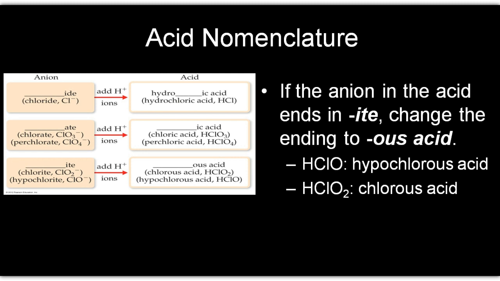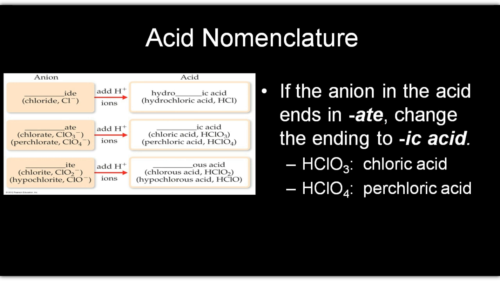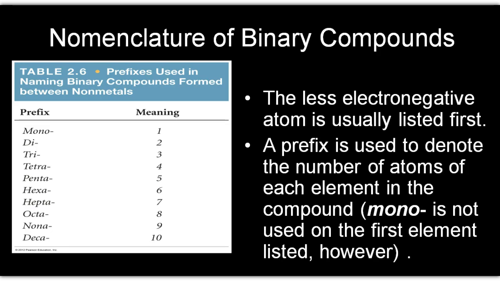Some other ones, these endings go together. If it ended in ite, then you're going to change the ending to ous as far as the acid goes. So nitrites would become nitrous acid. Hypochlorites would be hypochlorous acid. And for the ending, if it ends in ate, nitrate would be nitric acid. And there's a couple ways we can talk about that, but we'll do that in class.